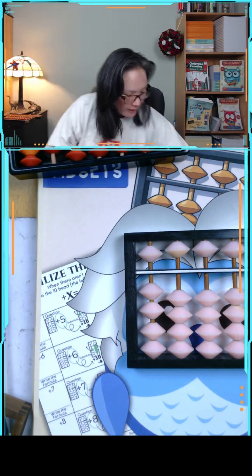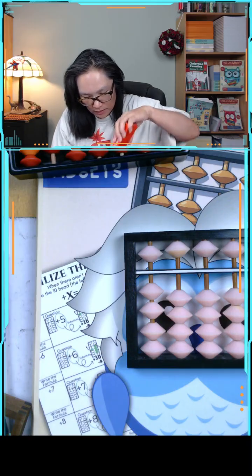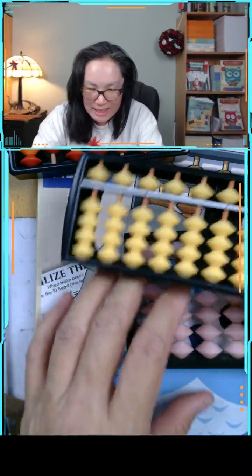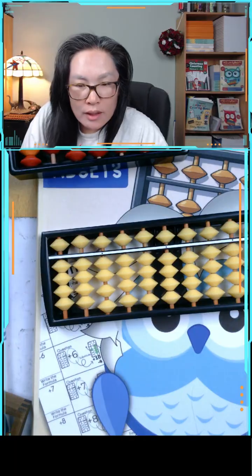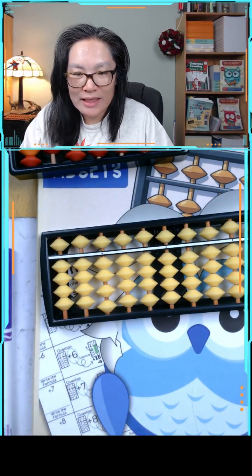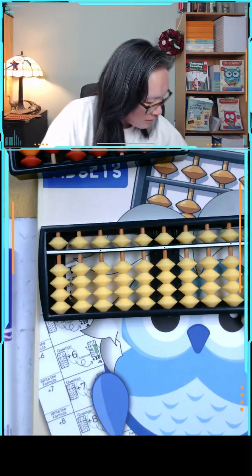Let's see if I can find one. I think I have one that's 11. I have something like this, but it's kind of yellowish. I don't know if that's what I have. I do have an ivory one, which makes me sad to think about. This one I think is still plastic.